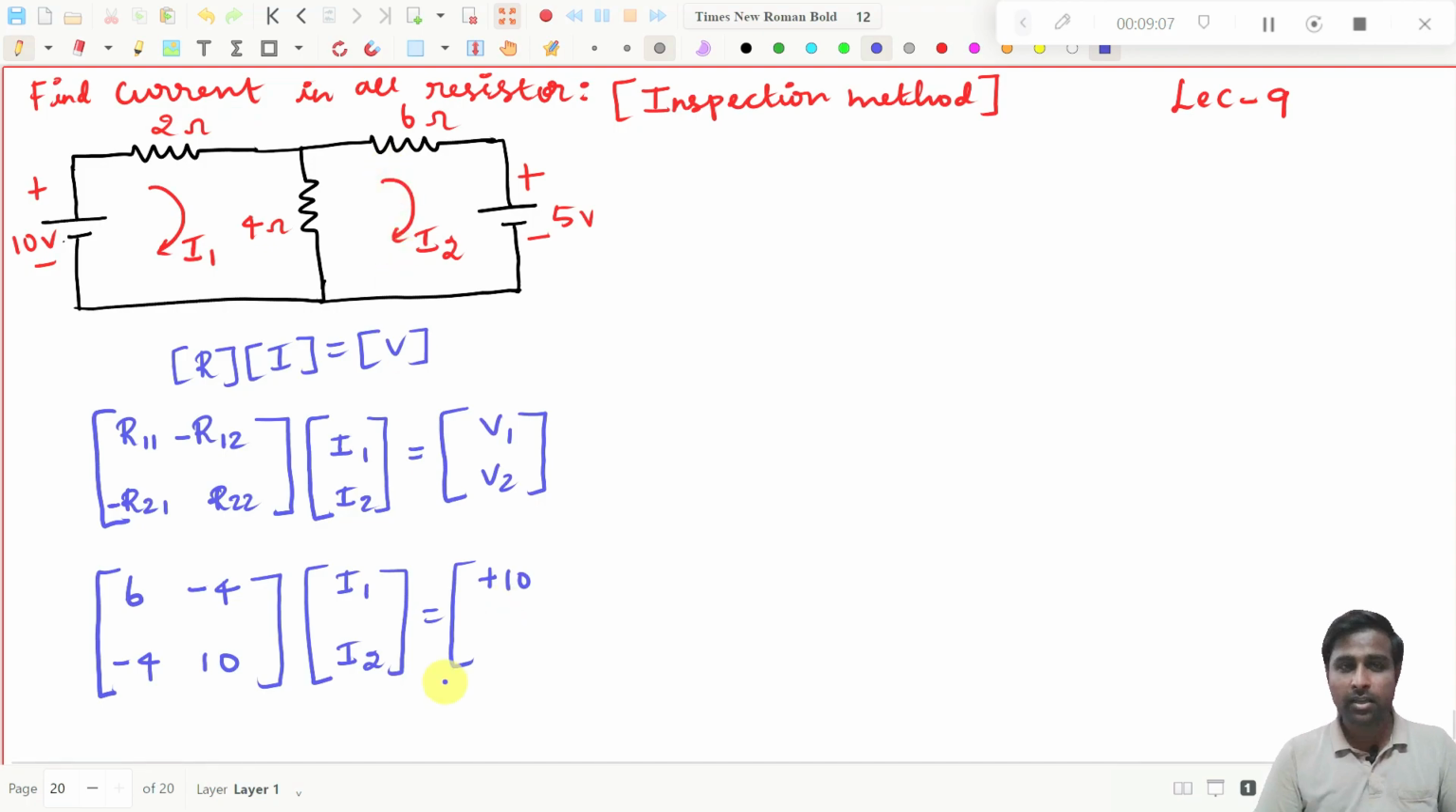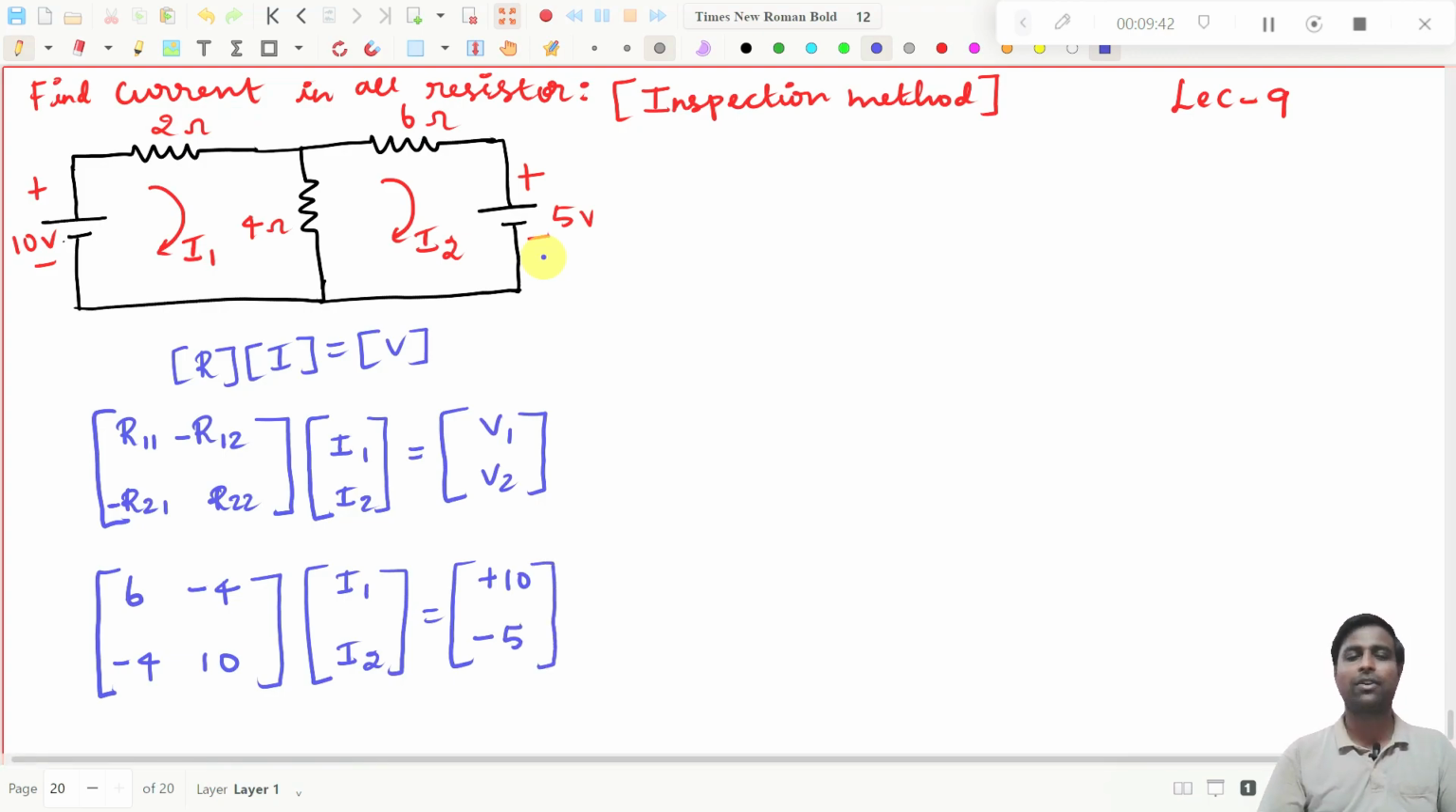And now I am going for V2. What is V2? You start from this point, my I2 is like this, right? Clockwise direction. So I have to travel this way, there is no voltage, and I am coming here. Now you see I am traveling from plus to minus across the 5 volt source. My current I2 is traveling from plus to minus. Then what value should you write here? If you are traveling from plus to minus in a voltage source, obviously that should be minus 5. You already know all this, but this is a different procedure to solve the problem.